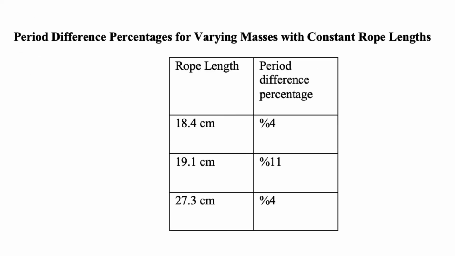For masses 20 gram and 100 gram, the period differed 4% for 18.4 centimeters rope length. It differed 11% for 19.1 centimeter rope length, and it differed 4% for 27.3 centimeters. And this supports our claim that the period is not dependent on the mass. In conclusion, we observed that the period is not dependent on the mass, as we expected in the first place.